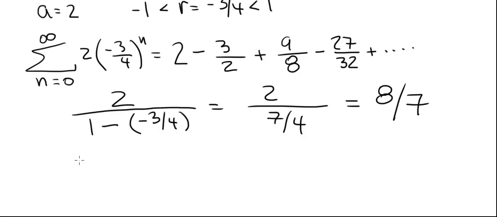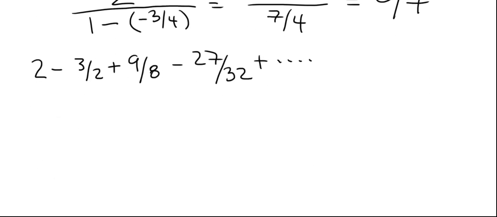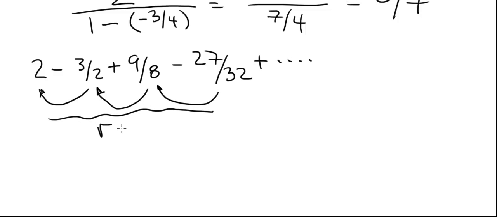Now, what if the series was given to us not in this summation sigma notation, but instead as this sum, 2 minus 3/2 plus 9/8 minus 27/32, and so on. We were asked to find its sum. First we would have had to make sure that this was a geometric series. The way to do that is to divide -3/2 by 2, then 9/8 by -3/2, then -27/32 by 9/8. In all of these cases we'd get the same common ratio, which is r equals -3/4.